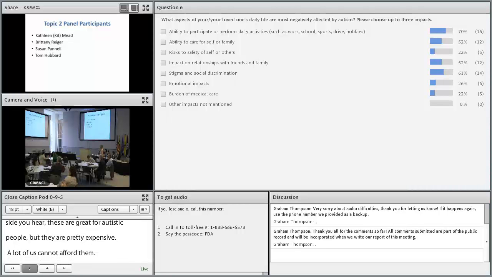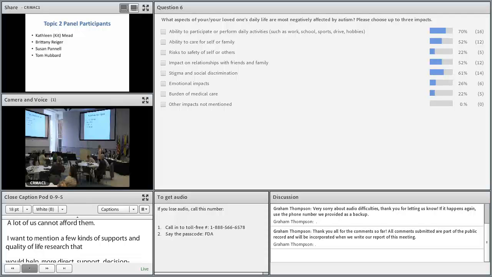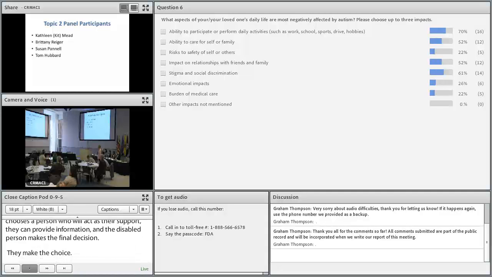More direct support for people to live independently in the community. Supported decision-making that is an alternative to conservatorship or guardianship. This means that the person with a disability chooses a person who will act as their supporter. The supporter can provide information about a potential choice, and the disabled person makes the final decision. It's their choice, not "I decided that I want this for my relative."